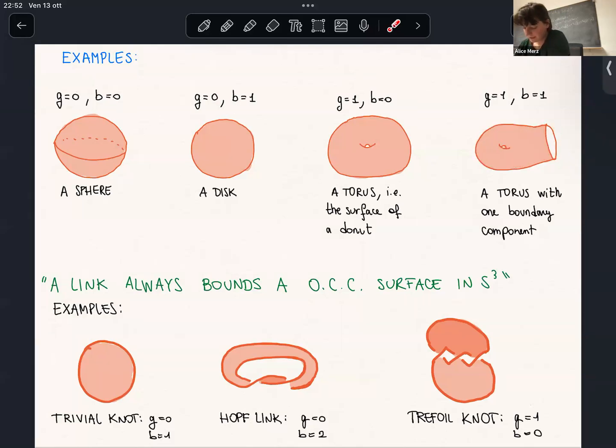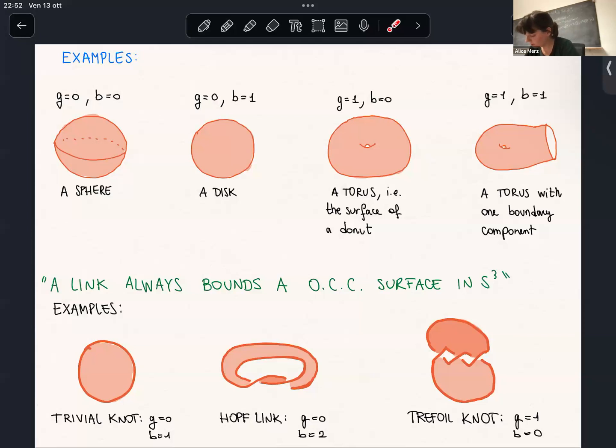And I recall that in the previous slide, I said that a link always bounds an oriented, compact, and connected surface in S3. Let's see some examples. Of course, for the trivial knot, it's very easy. We just have a disk, and recall this is genus equal to 0 and number of boundary components equal to 1. The Hopf link that I showed before, I drew it in a different way this time, but it is these two linked trivial knots. The surface is just an annulus, and the annulus is twisted twice. And this has genus 0 and 2 boundary components.